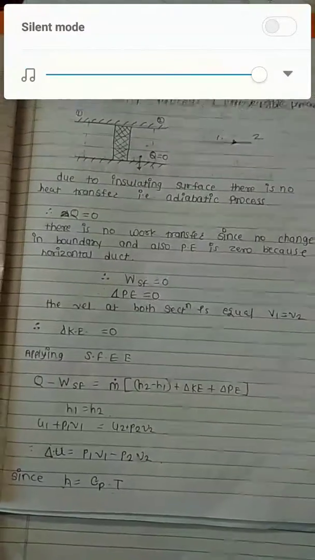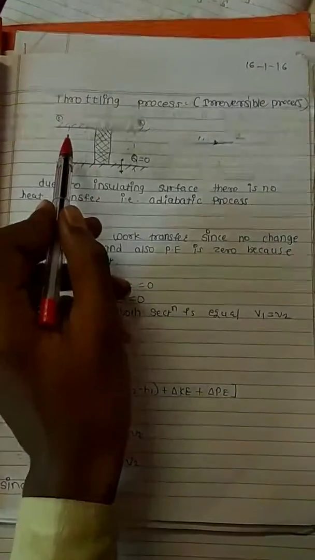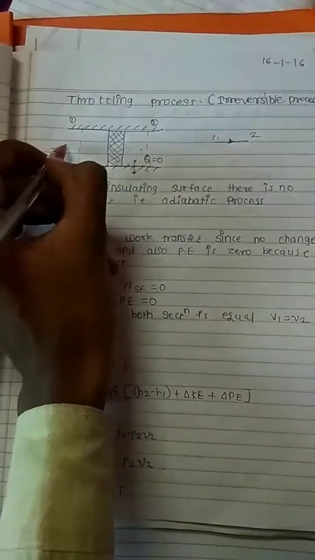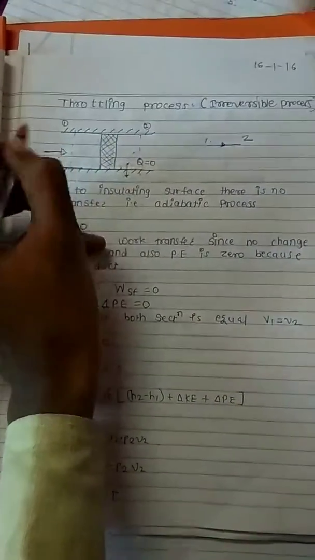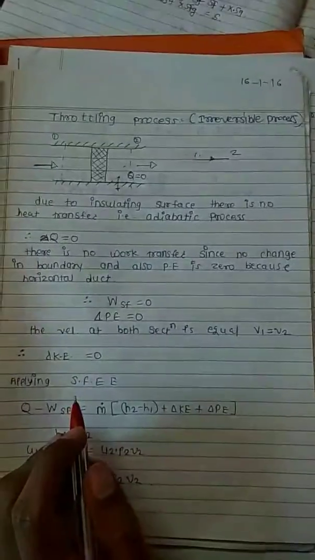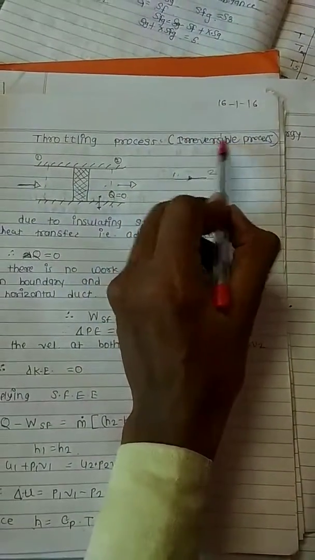Throttling process. So, what is a throttling process? This is a diagram of the throttling process. Here, a filter is provided. This is section 1, and this is section 2. This is the inlet, and this is the outlet. Okay. So, the throttling process is also called an irreversible process.